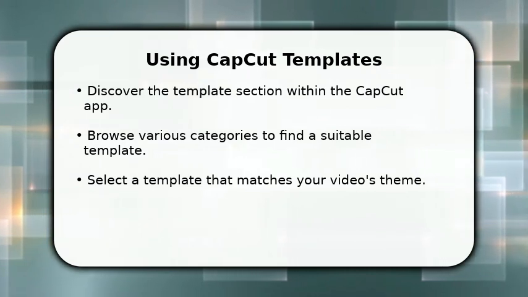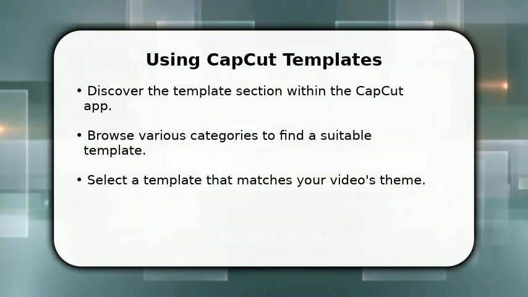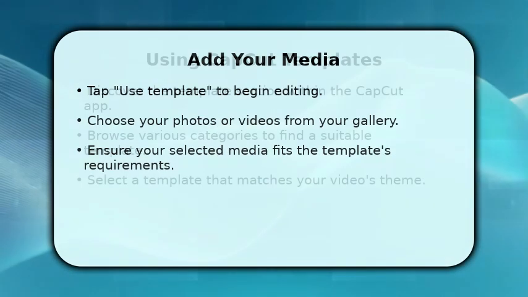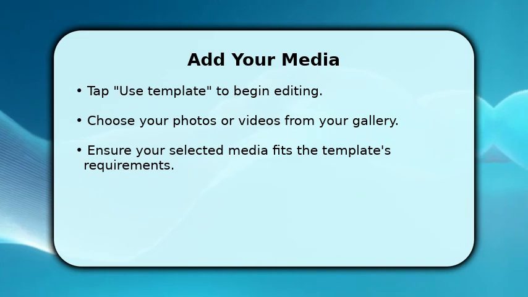You can scroll through different categories like vlog, gaming, or fashion to find the perfect fit for your content. Once you've found a template you like, tap the Use Template button. Capcut will then prompt you to select your own photos or video clips from your device's gallery.